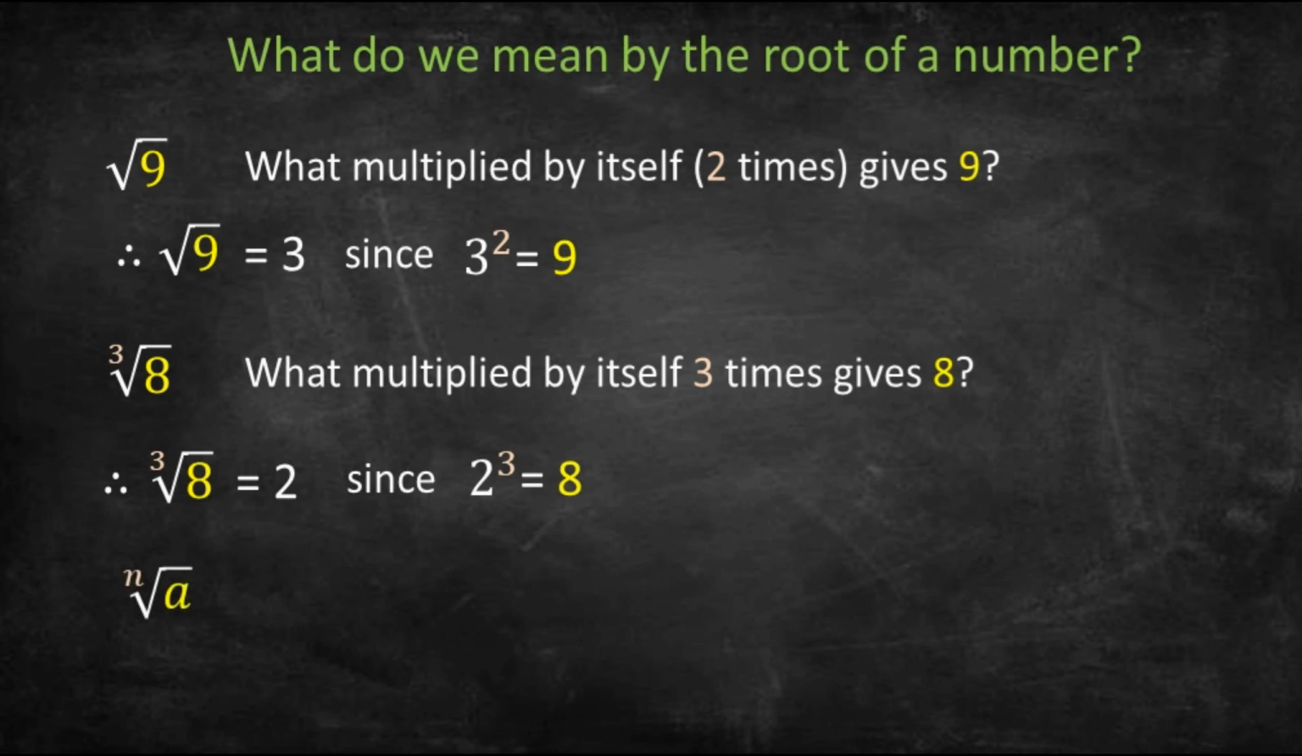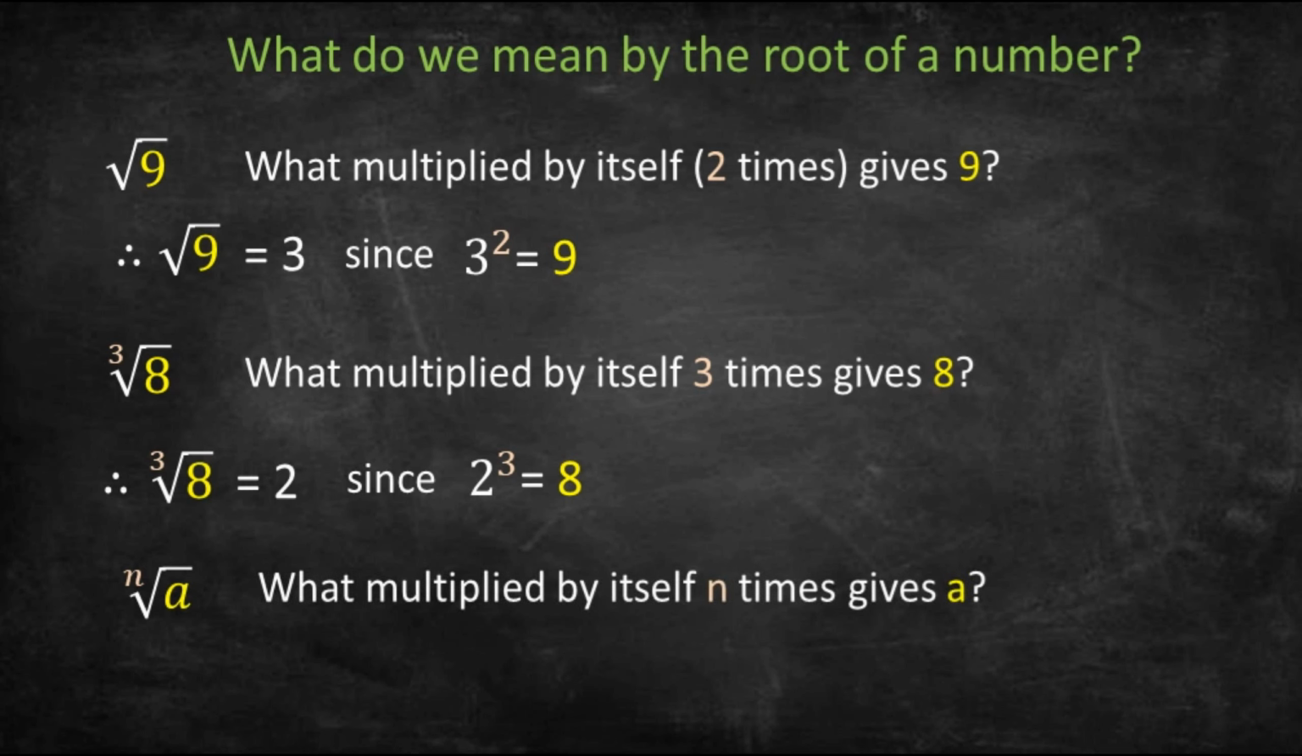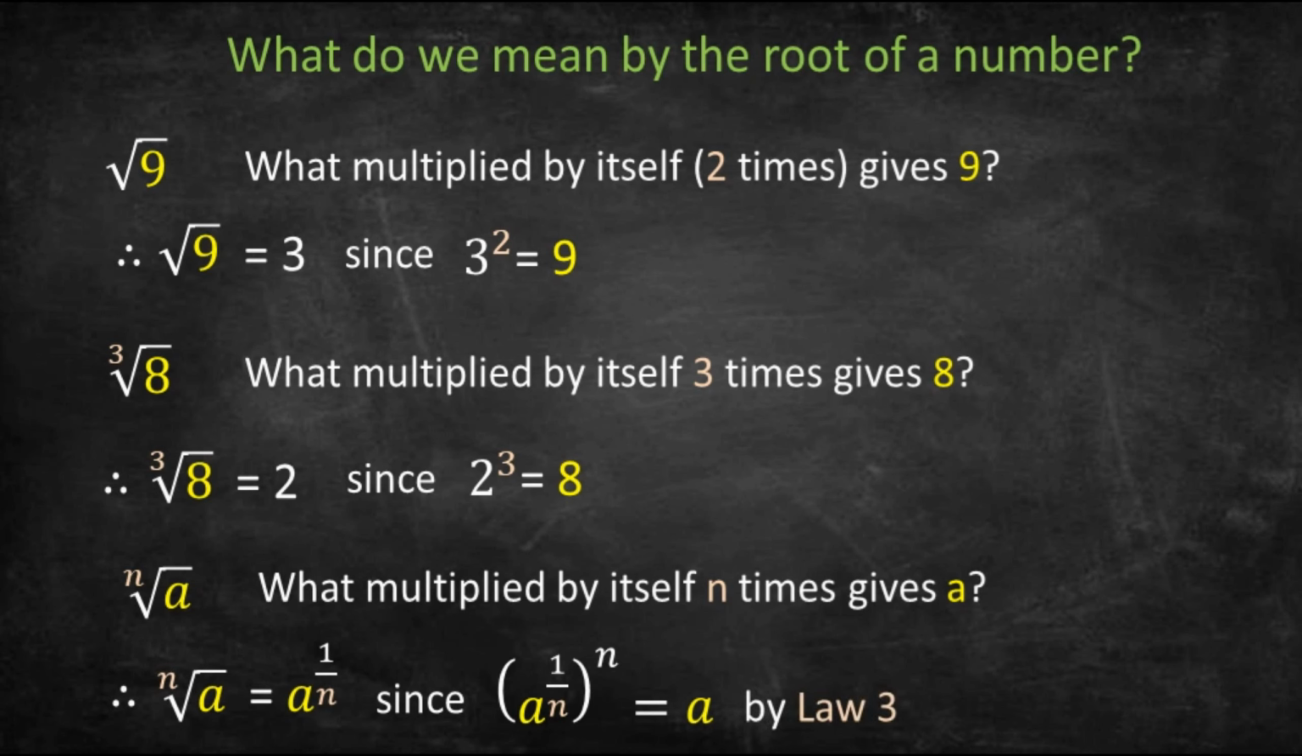Let's now look at the nth root of a. Here we are asking what multiplied by itself n times gives a. Now the nth root of a equals a to the 1 over n, since a to the 1 over n multiplied by itself n times gives a. And this of course is by law 3.